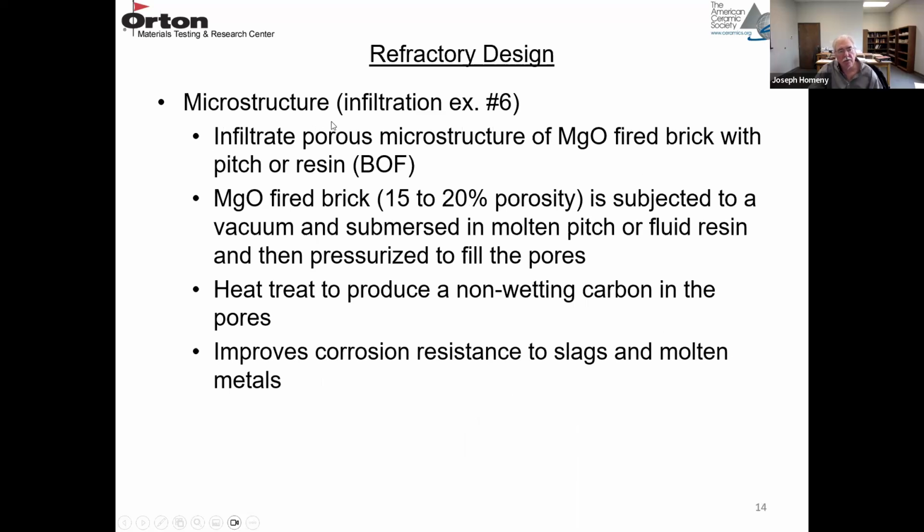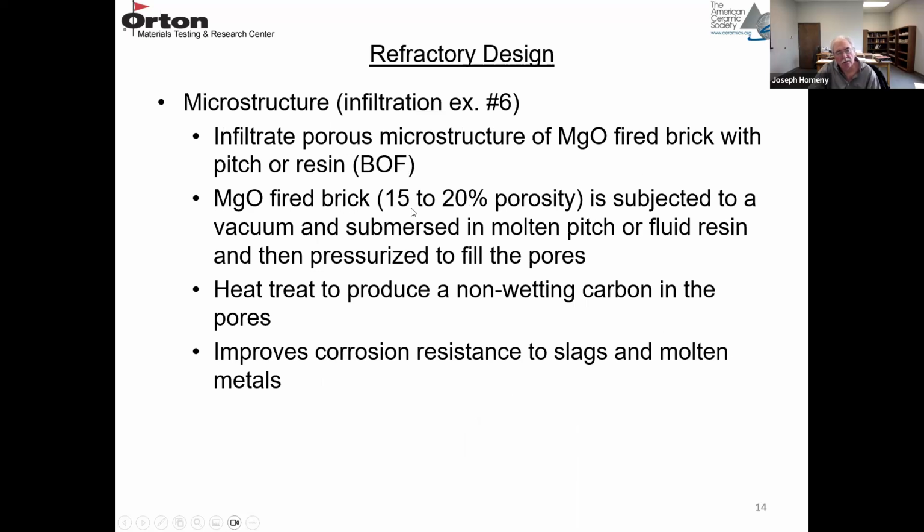Another example of how you can alter the microstructure is you can infiltrate a porous MgO fired brick with a pitch or a resin to create a carbon material. And this again would be for a basic oxygen furnace.